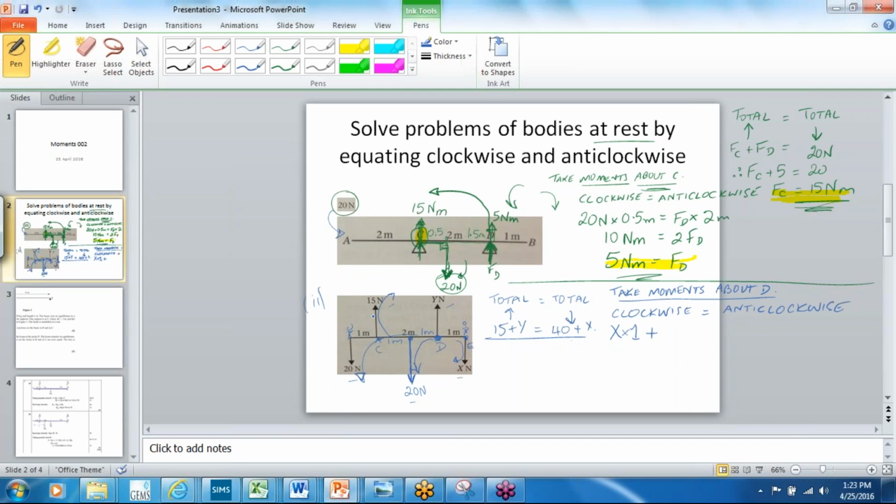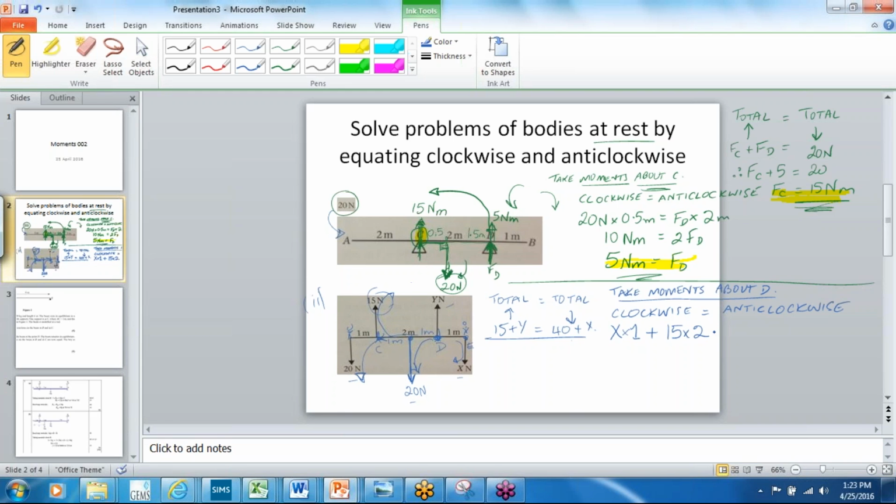Let's do this clockwise first. That's 15 force times what's the distance away from D? See that distance? What's that distance? We've got 15 times the distance of 2.